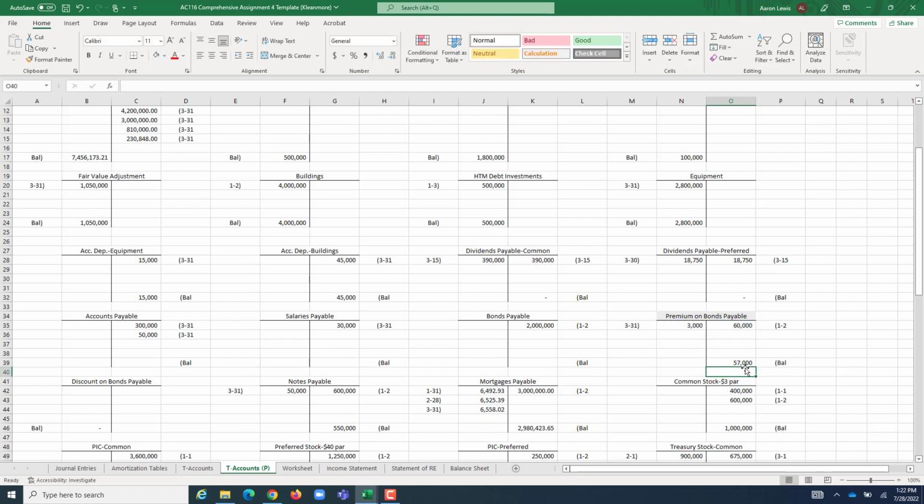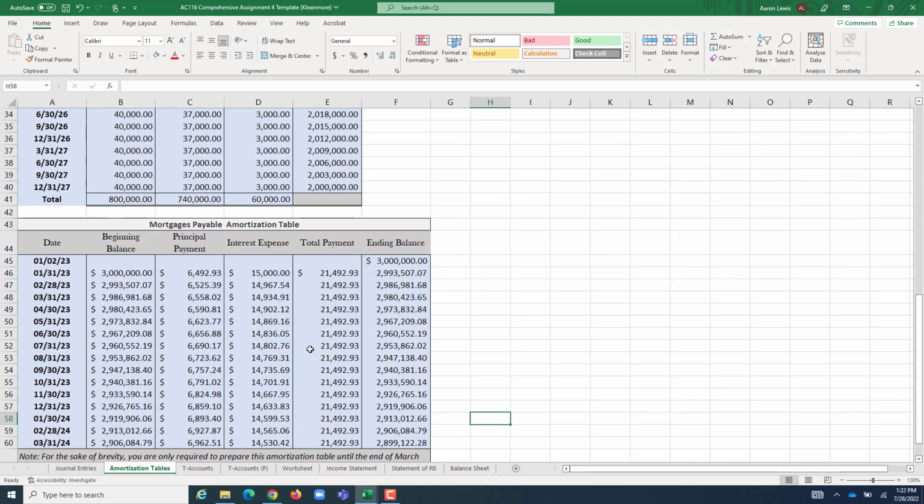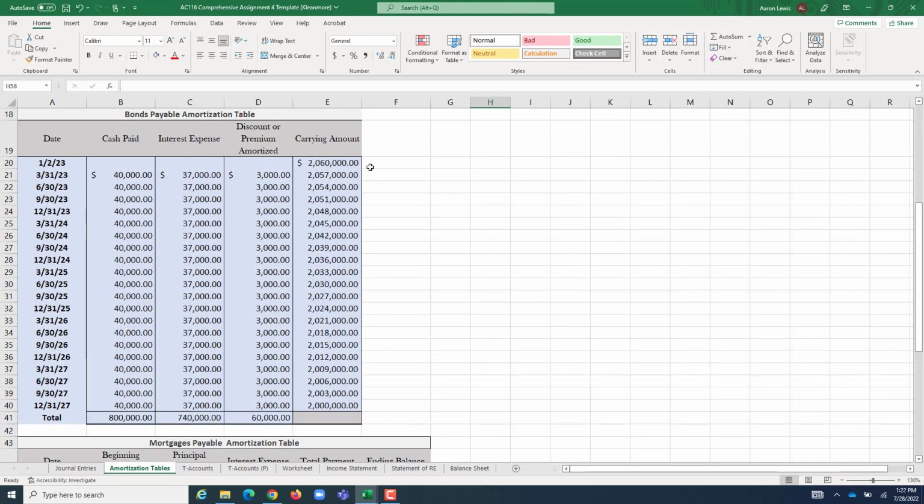Number makes sense. 57,000 is what we have as a premium. Yeah, that does look like it makes sense. We can even check it on our amortization table. If I go to the bonds at this point, the remaining carrying amount that we have in excess of our $2 million face value is $57,000 on this date, like everything looked in the way that it should be.